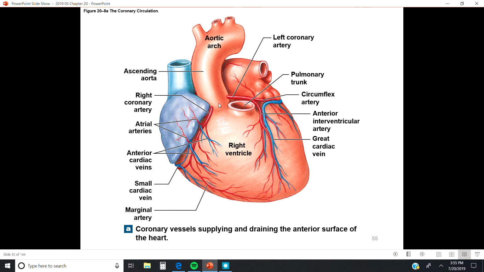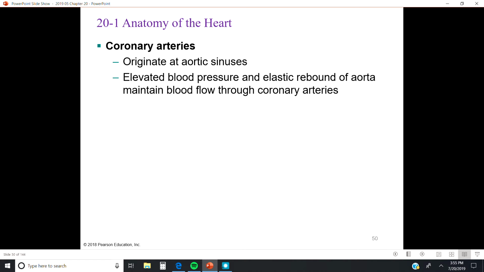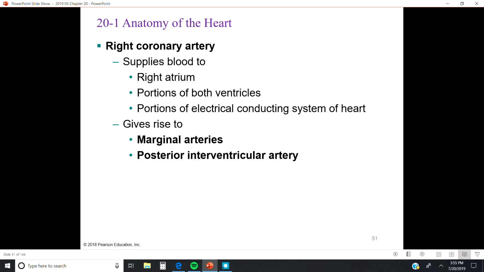What pushes the blood into these arteries is that when the left ventricle contracts, the pressure in the ascending aorta moves the blood into the coronary arteries. Even when the ventricles are relaxing, the elastic recoil of the aorta ensures a constant flow of blood into the coronary arteries. So elevated blood pressure and elastic rebound of the aorta maintain the blood flow through those coronary arteries. Those arteries continually need to have blood in them, otherwise the heart muscle will be deprived, and again, that could be a heart attack.